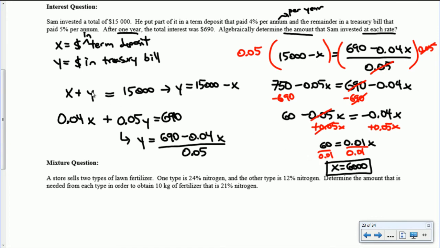And the rest needs to be made up by the amount in the treasury bill. So if 6,000 is in the term, that means 15,000 minus x. That gives us that y is 9,000. So I'm kind of running out of room. My sentence would be: 6,000 was invested in a term deposit and 9,000 invested in the treasury bill.